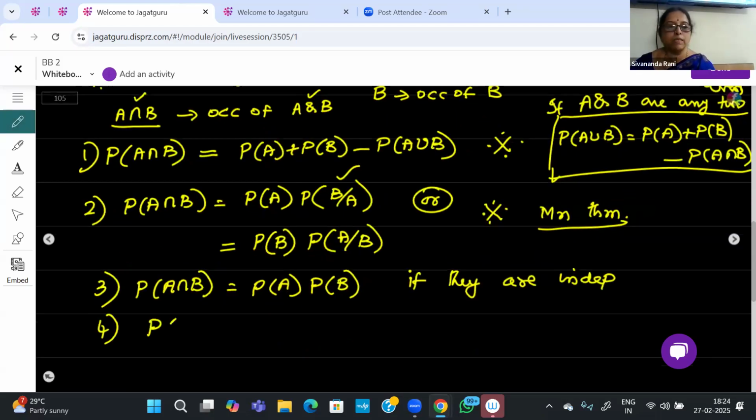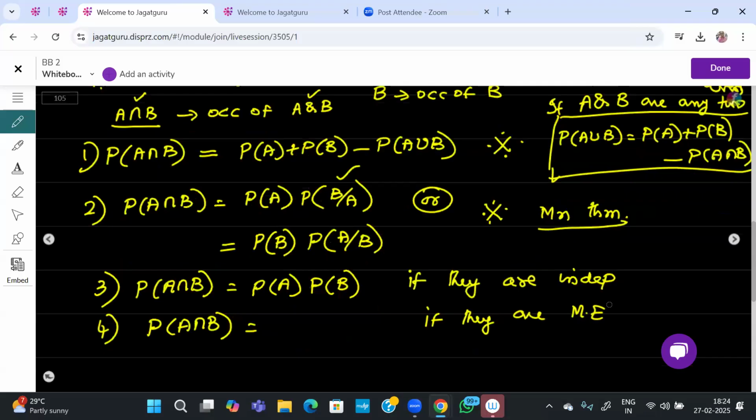I still wanted one more answer. What will this be if they are mutually exclusive? When they are mutually exclusive, their intersection will be 0. Very good, Anirudh. P of A intersection B will be 0 if they are mutually exclusive, right? That possibility again exists, right?